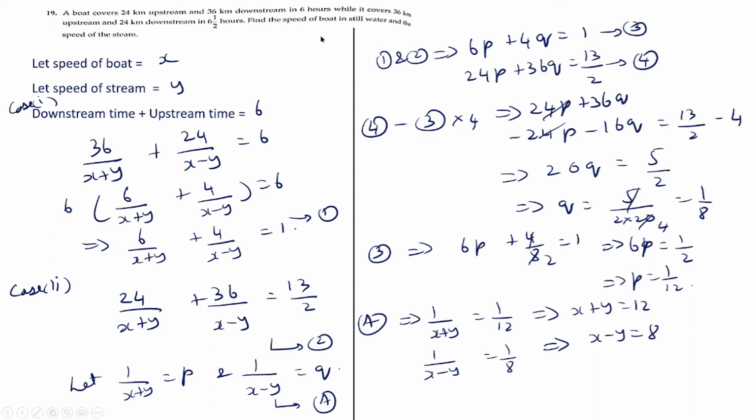We need to find both x and y. So from this we can find x and y easily. Therefore x is equal to 12 plus 8 by 2, which is 20 by 2, 10. And y is 12 minus 8 by 2, which is 4 by 2, 2. So the speed of the boat in still water is 10 km per hour, and speed of the stream is 2 km per hour.